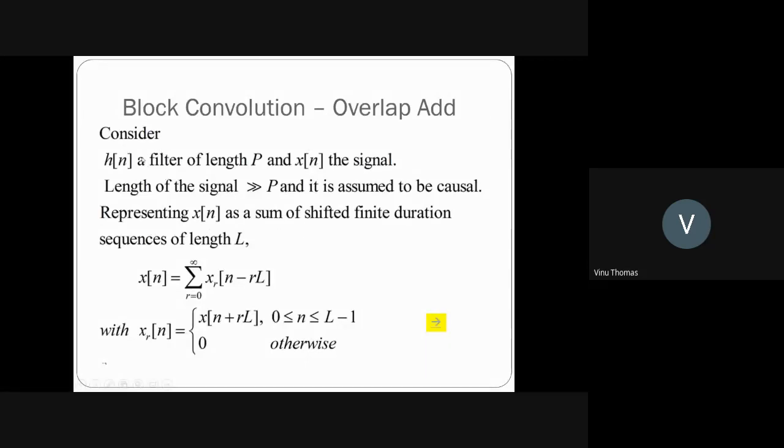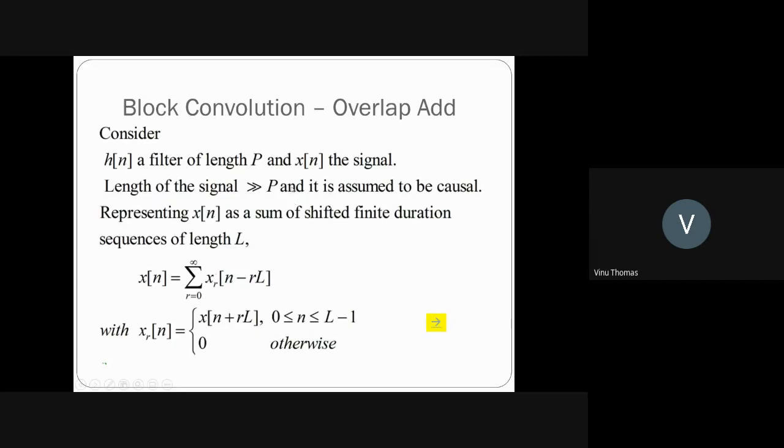Now, let us assume that h of n is a filter of length P. What does it tell you about the filter? It has finite duration. It is an FIR filter. And x of n is your signal, which is practically of infinite length. The length of the signal is far, far greater than P.